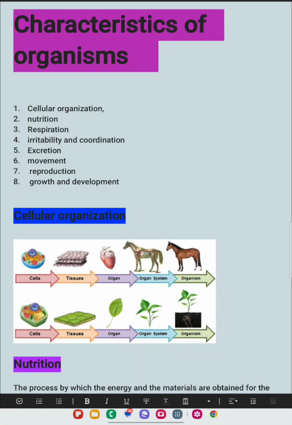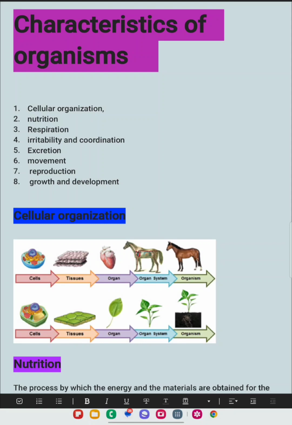Hello children, this is my third video. It's characteristics of organisms. Let's see what are the characteristics of organisms. There are 8 characteristics you have to learn. First one, cellular organization, nutrition, respiration, irritability and coordination, excretion, movement, reproduction, growth and development.